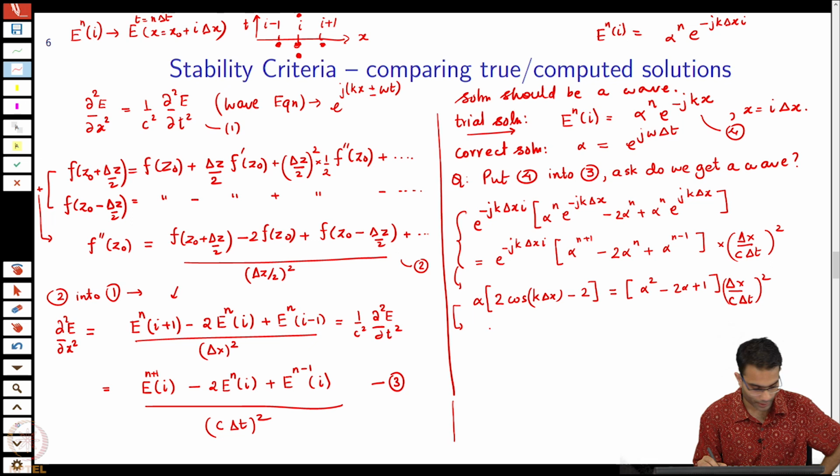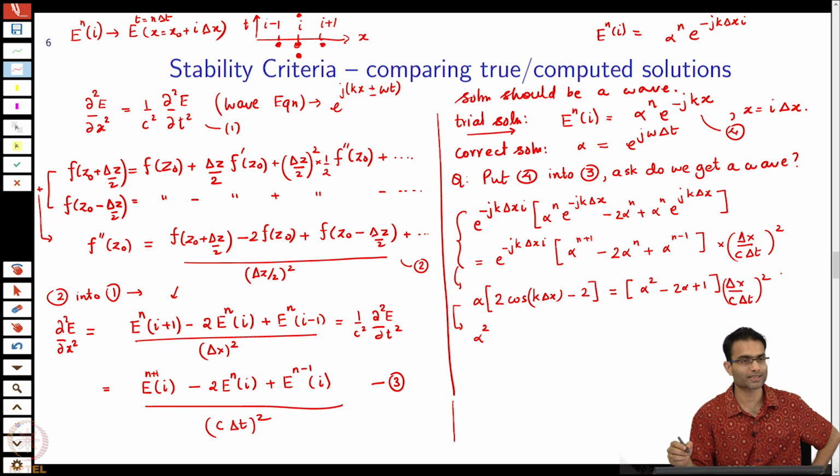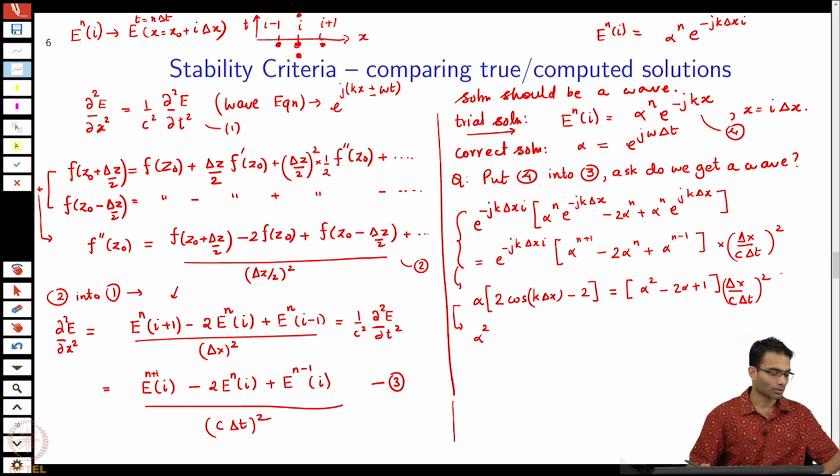So, I am going to get an alpha squared, okay. This delta x by c delta t square I will push to the left hand side. So 2 cos k delta x minus 2, can we simplify that in terms of half angles? I will write it as sin squared k delta x by 2, right, and there will be a minus 1 over there, yeah. So, I will write down the final form that you get.